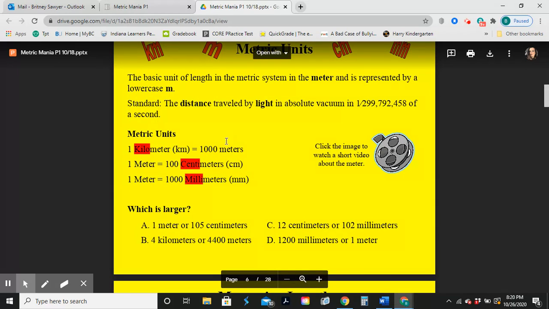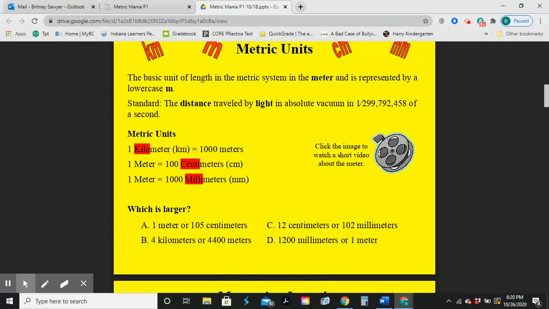Now, we have our prefix and our base unit. Our prefix is kilo, and then our base unit would be meter. Kilo, meter. Prefix, base unit. Kilo means 1,000, okay? So it takes 1,000 meters to equal 1 kilometer. 1 meter equals 100 centimeters. Centi is our prefix, meters is our base unit.